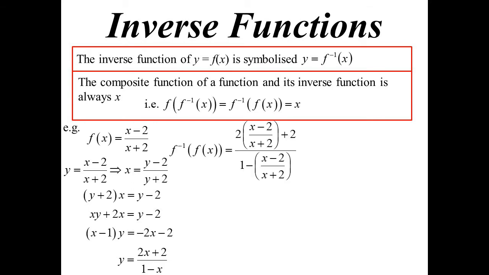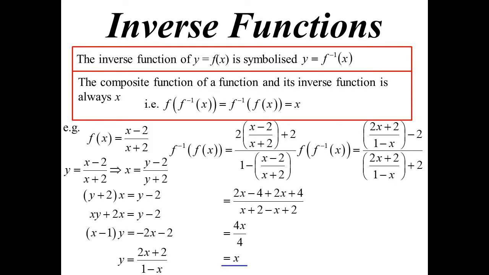All right, let's sub the function into the inverse. So everywhere I see an x, I'm replacing it with x minus 2 on x plus 2. But I've ended up with fraction on fraction, but the denominators are the same, so that's easy to resolve. I'll multiply both top and bottom by x plus 2, and eventually it comes down, and sure enough, it turns out to be x.